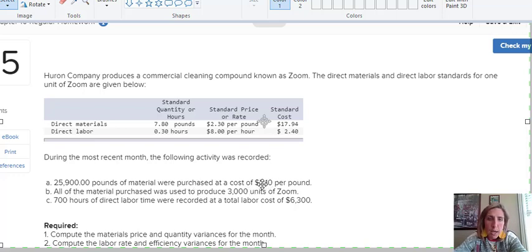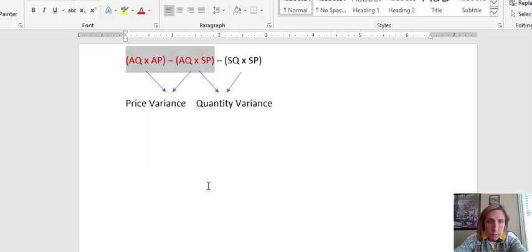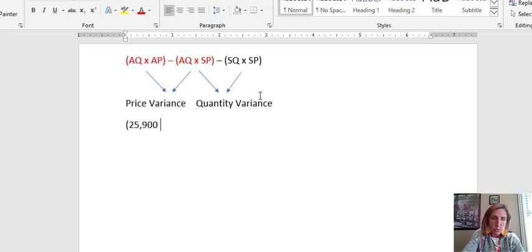The actual price per pound is $2.10. Now sometimes they will already have that multiplied together and just tell you a total purchase amount. So that's what I would do first, and I'm going to flip over to my Word document that says the formula I need to utilize is this red part here, because when I look at those two parts of the formula, it says I had 25,900 pounds that I purchased for $2.10 per pound.